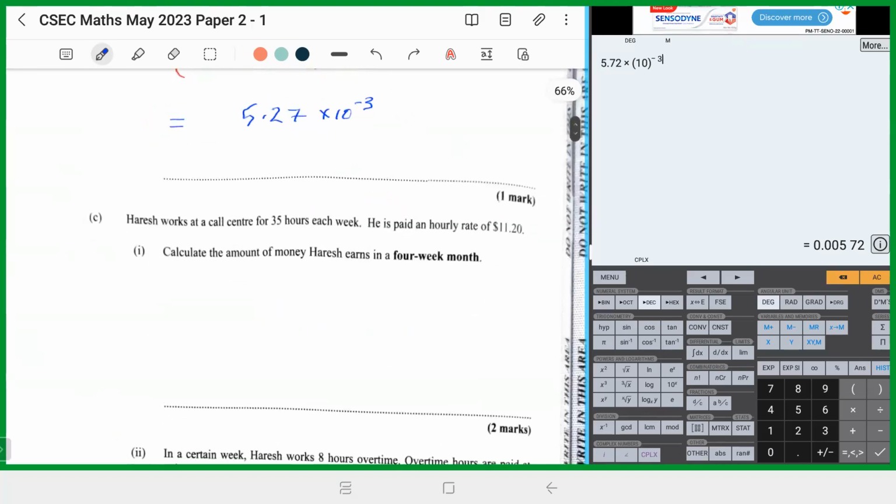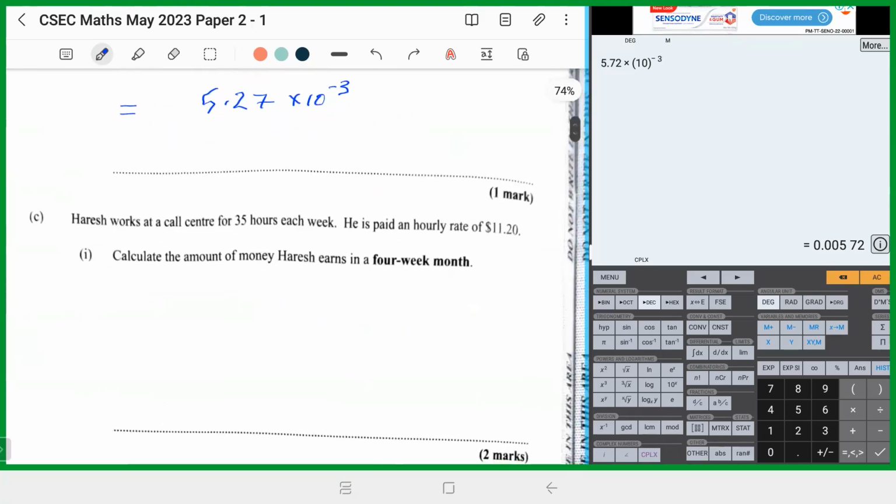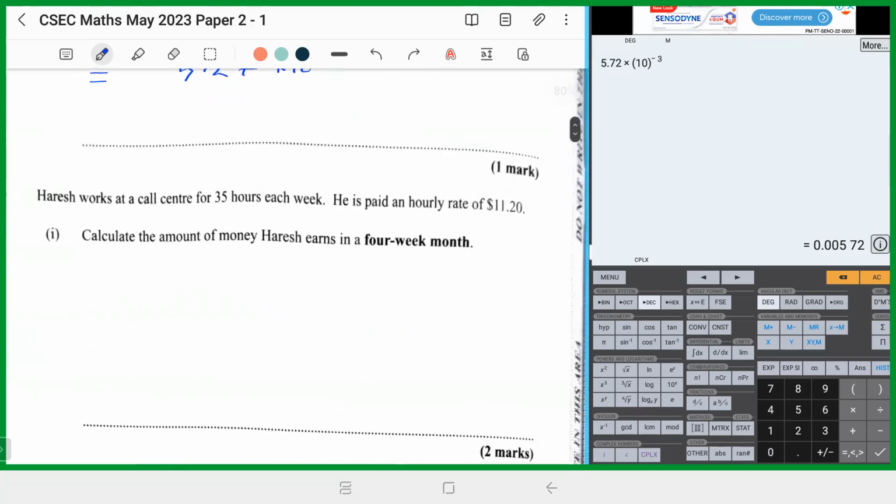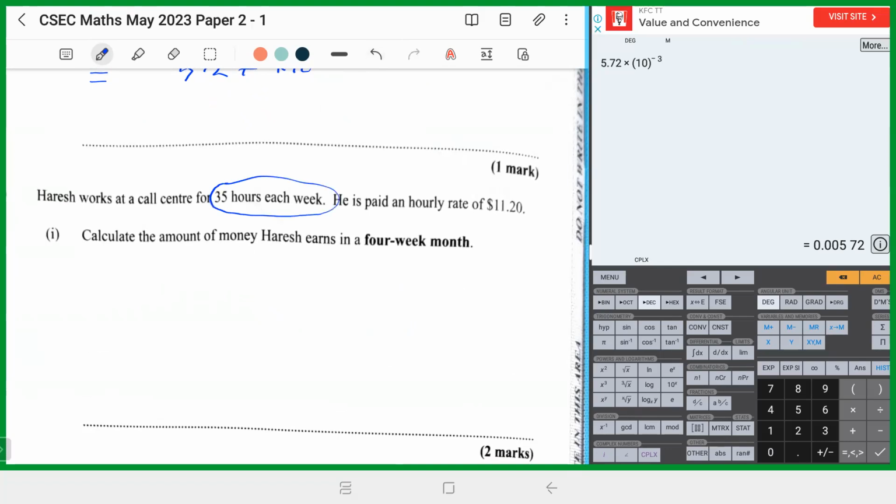Okay. Here now, it says Harish works at a call center and he does 35 hours each week. So this is the weekly hours, 35 hours. He is paid an hourly rate of $11.20. Calculate the amount of money he earns in 4 weeks. So what we can do is work out the weekly pay first and multiply that by 4.